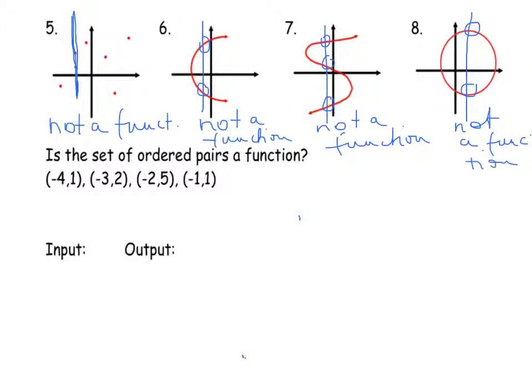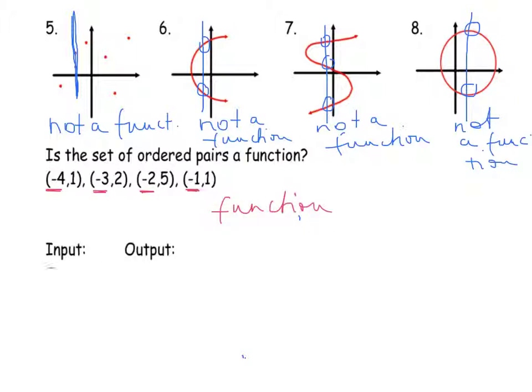The next question says there is a set of ordered pairs and we need to decide if it is a function. What I'm checking first is, do I have the same x coordinate in any of the ordered pairs? If I don't have the same x coordinate in any of the ordered pairs, then this is going to be a function. So the first one is -4, then -3, then -2 and -1. So none of the x coordinates repeat. Therefore, for every input there is one output. So this is going to be a function.